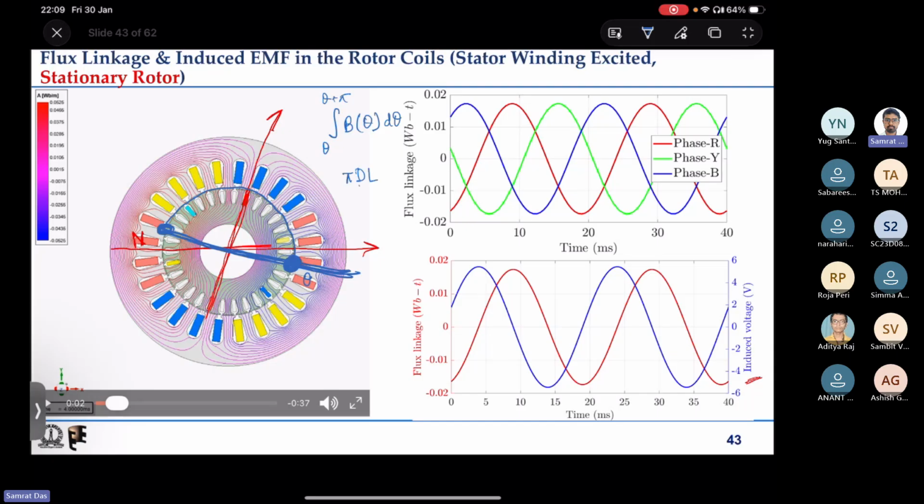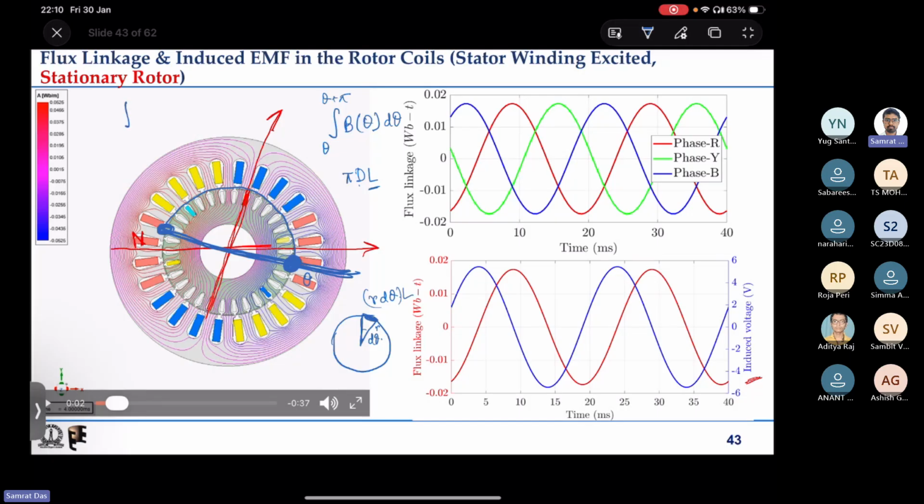So d is the diameter, is the surface area of a cylinder. And if we take a small angle, say d theta, this is d theta at a radius r, then this one will become r into d theta. So this is the arc length, and the area will become r into d theta into L.